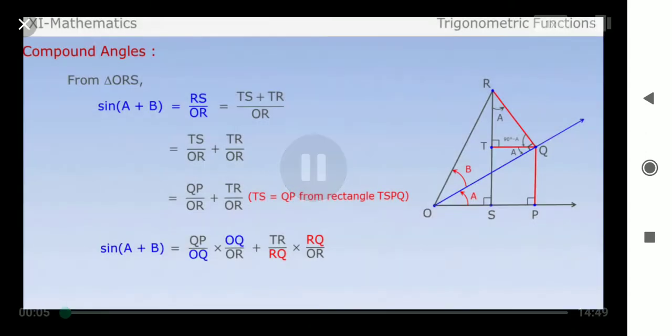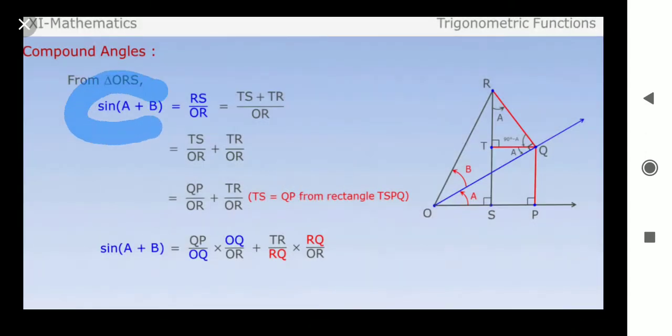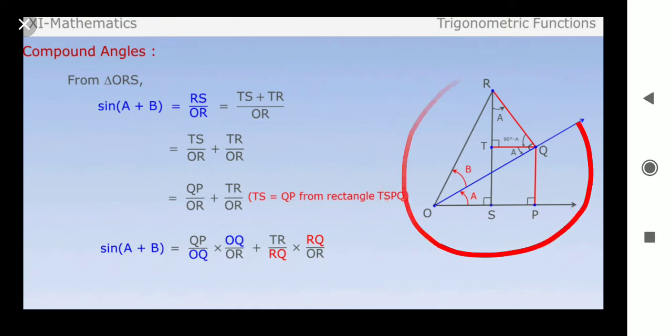हम लोग आज समझेंगे, we will understand how to find the value of sin(A+B). Means we will learn to prove sin(A+B) equals sin A into cos B plus cos A into sin B. Okay, so first of all we will pay attention on this diagram.